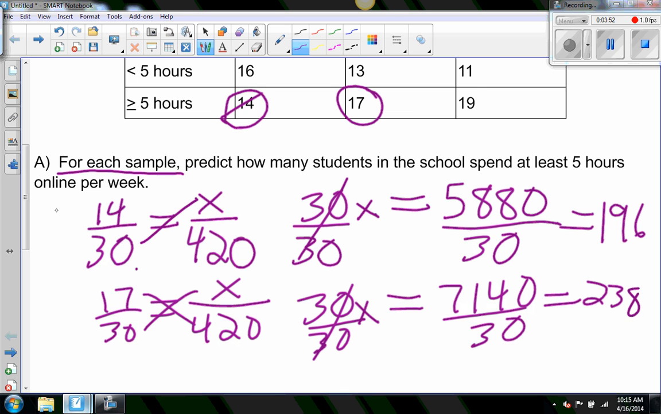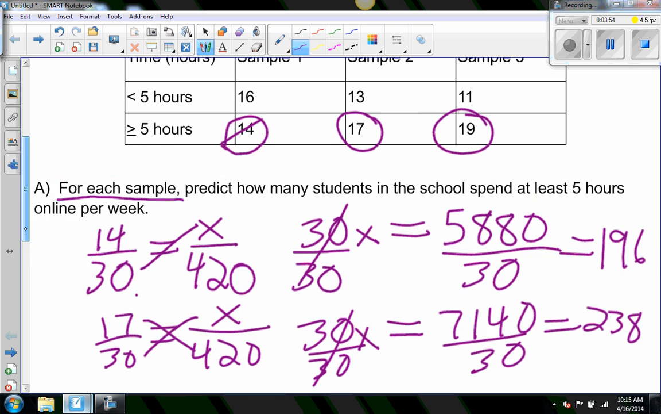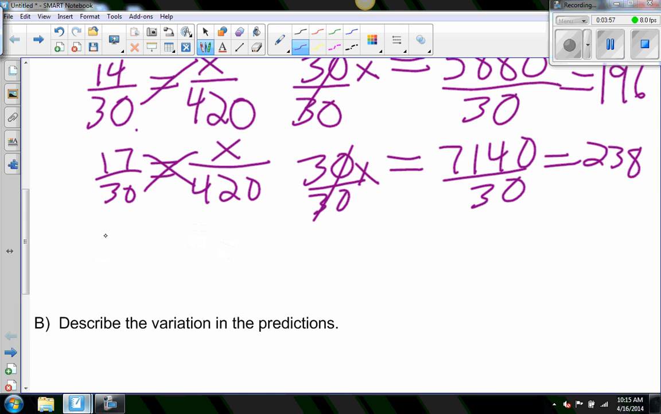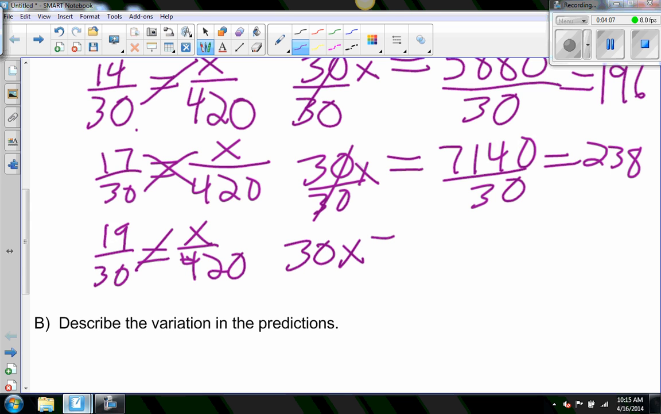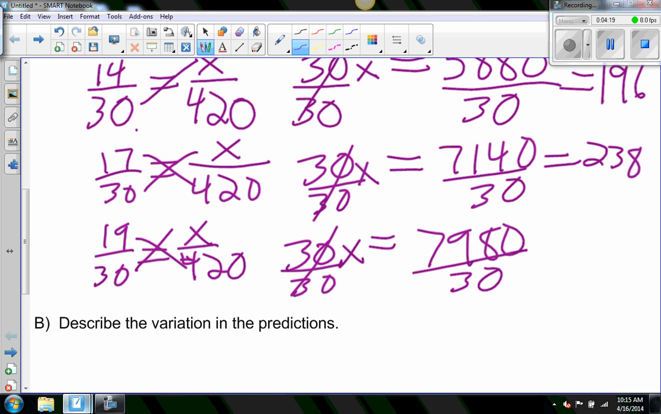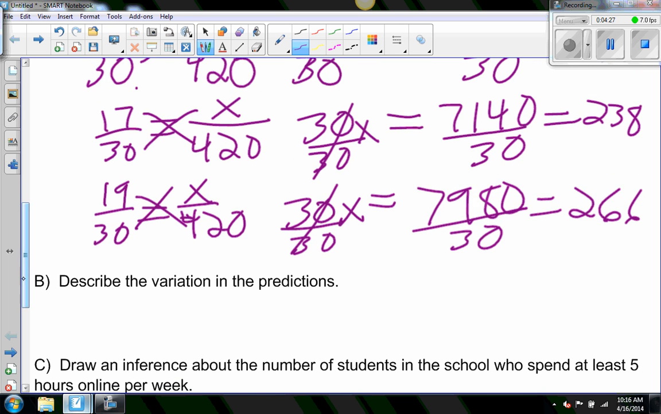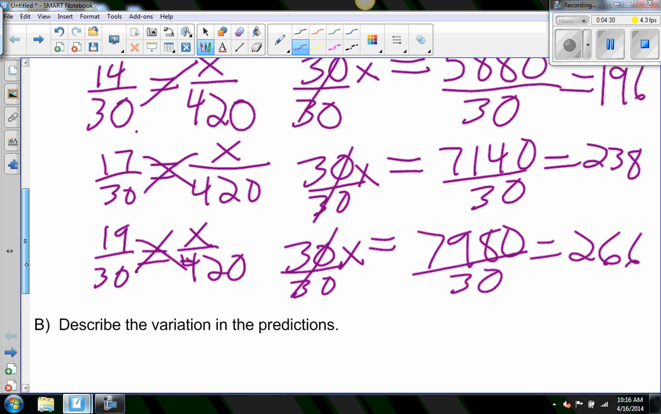And you'll get 238 students. And then for sample 3, there are 19, so do the same thing again, but using 19. So 19 out of 30 equals how many out of 420? Crisscross, 30x equals 420 times 19, which is 7,980. And then go ahead and divide by 30, which is 266. So I did all 3 samples. I got 196, 238, and 266.